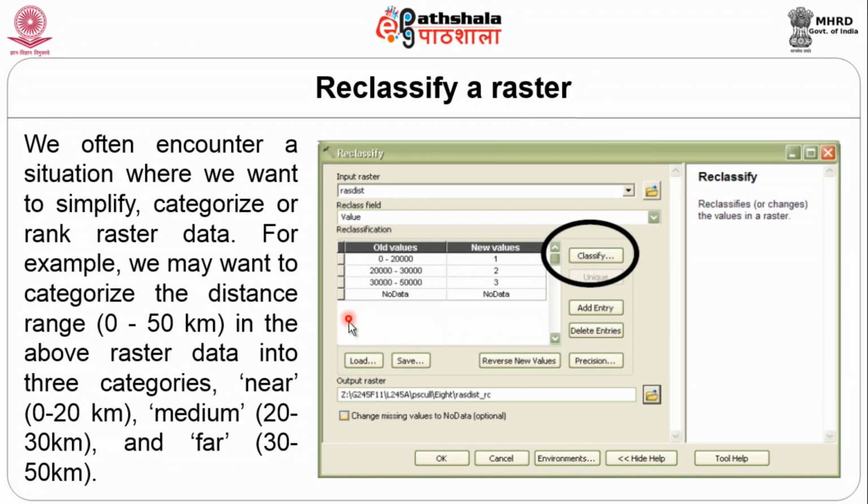Reclassification of a raster image. Whenever we get a situation, we will have to categorize the values. So we want to rearrange the values. We want to calculate from 0 to 50 as one of the ranges, with categories like 0 to 20 as near, 20 to 30 as medium, and 30 to 50 as far. So take the values, the total is up to 50, 0 to 50, you can reclassify.